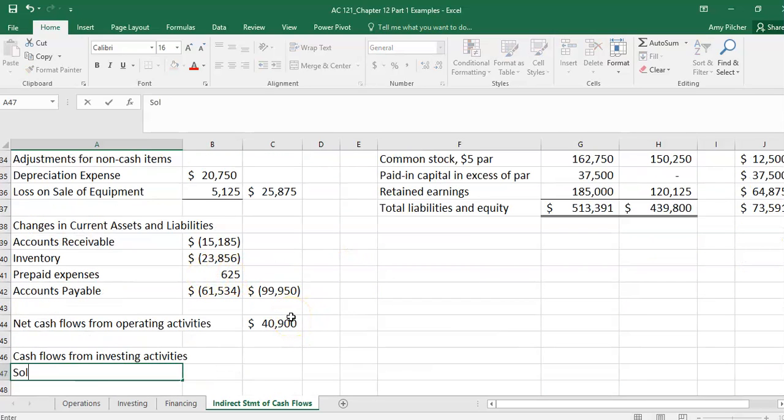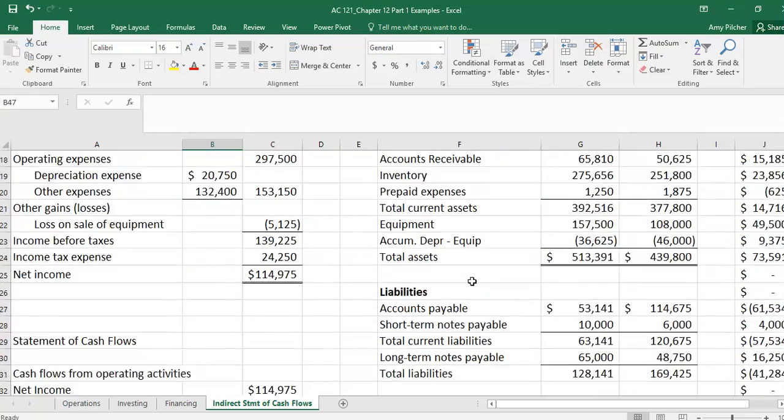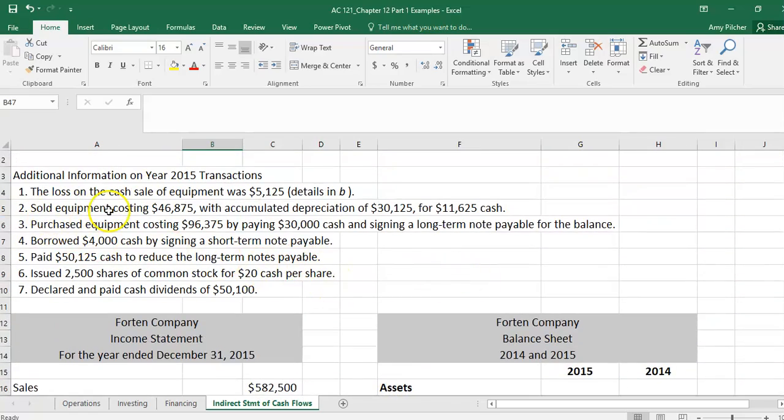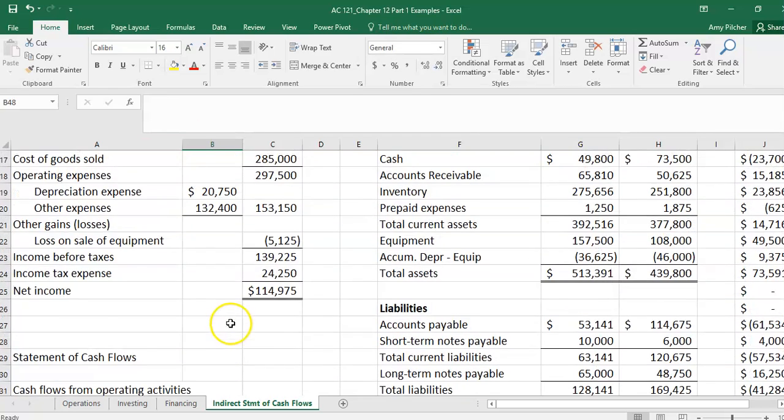So we sold equipment and we purchased equipment. So first we received money for selling equipment. This tells us that we sold equipment for $11,625 cash. So remember, all we want in this statement of cash flows is the amount of cash. All of that other information is important for our accounting records, but the statement of cash flows just has the cash. So we received $11,625.